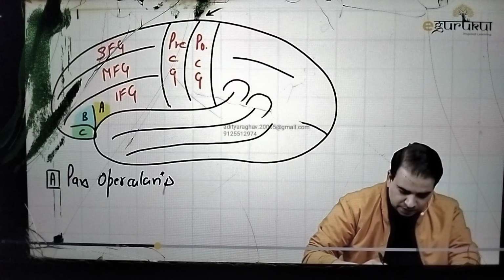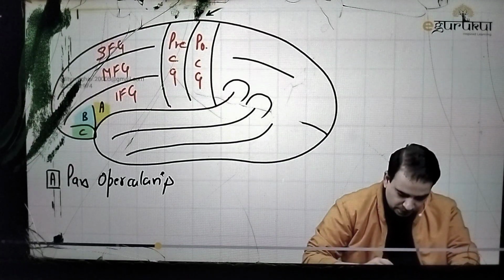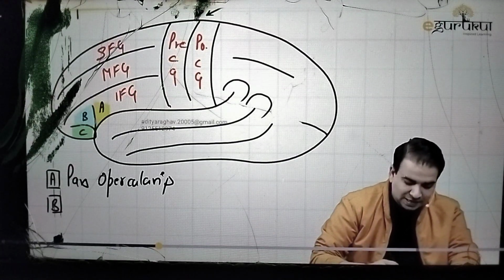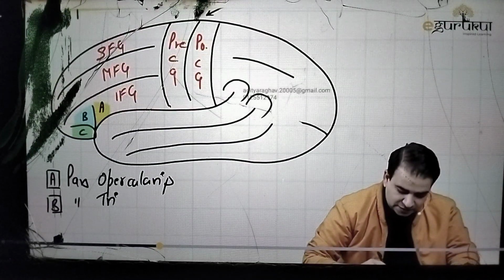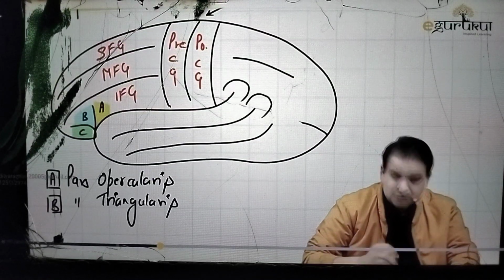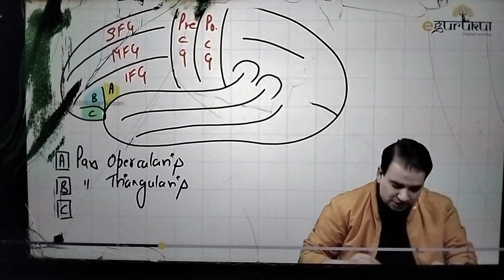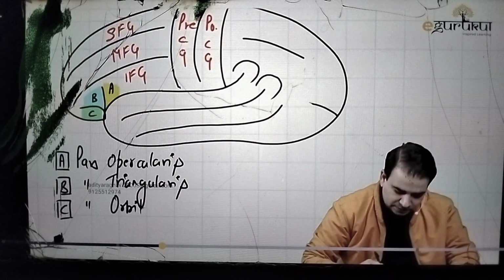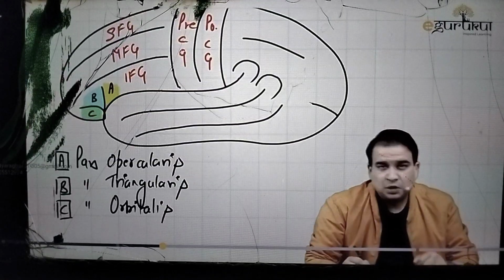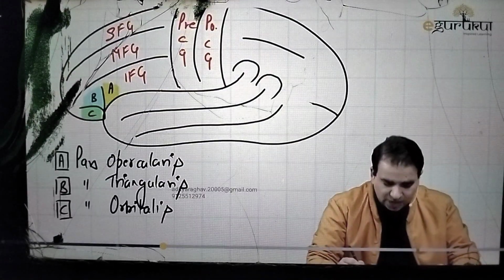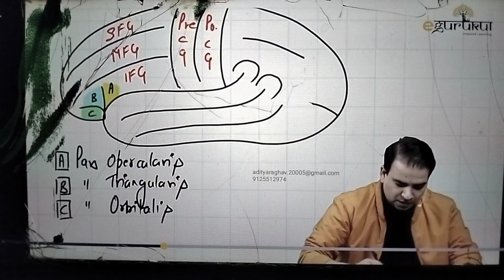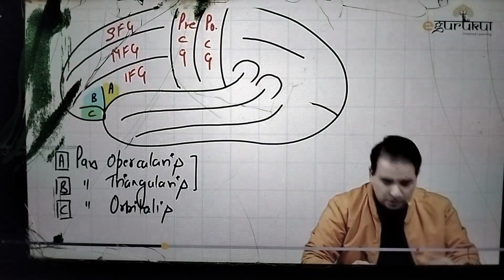This is called pars opercularis. Whereas if you look at this B, which is between the ascending limb and anterior limb, this is called pars triangularis. And if you look at the area C, which is present below this anterior limb, that is called pars orbitalis. So we have these 3 important areas here: pars opercularis, triangularis and orbitalis. Especially these 2 are very important because they will have Broca's area in them. So we'll talk about them in a minute.